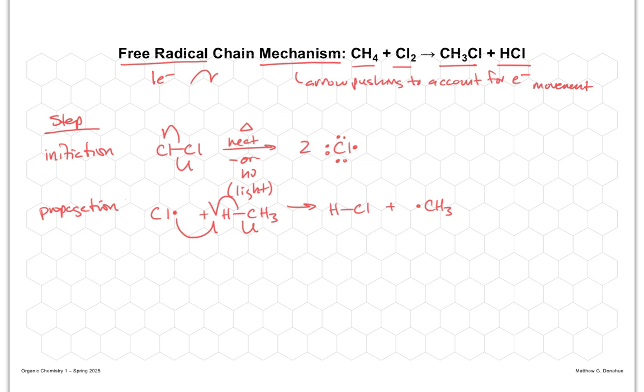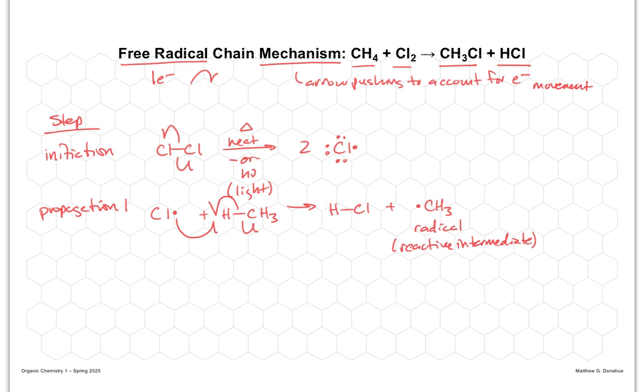So that's propagation step 1. And so now we have this, so let me just say radical, and I'm going to use this term reactive intermediate. So by reactive intermediate, I'm saying it wants to do something to become a stable product.